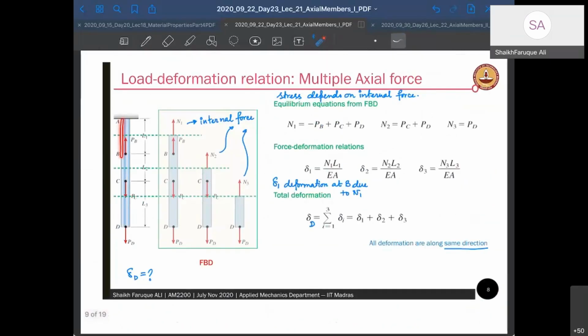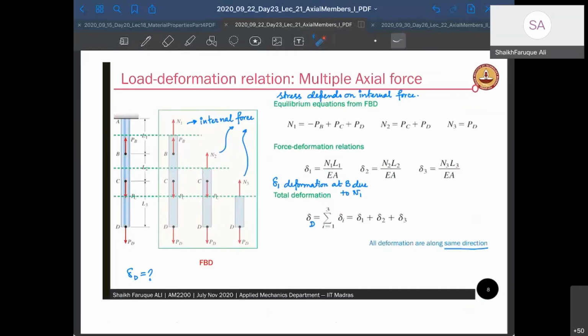This is again an axial member which is fixed on one side, and you have various loads at points B, C, and D. You can see at D there is a tensile load, at C there is another tensile load, but at B there is a compression load. What we have to do is find the internal forces first, right? We have to find the deformation of the whole structure.